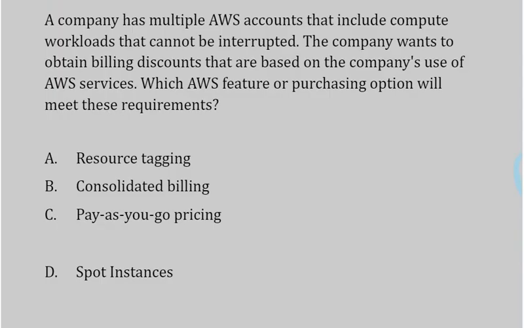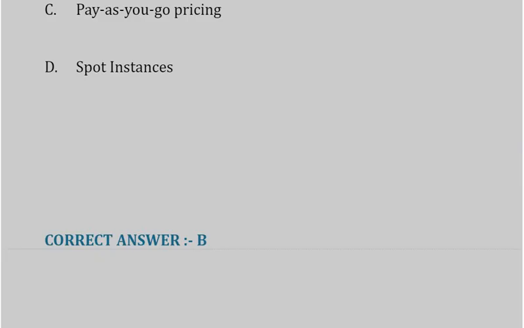Option A: Resource tagging. Option B: Consolidated billing. Option C: Pay-as-you-go pricing. Option D: Spot Instances. Correct answer is Option B.